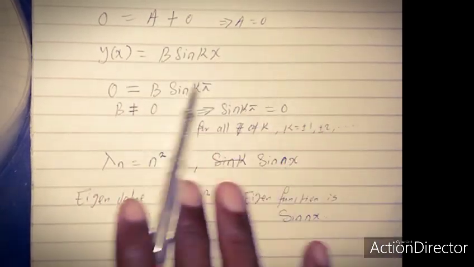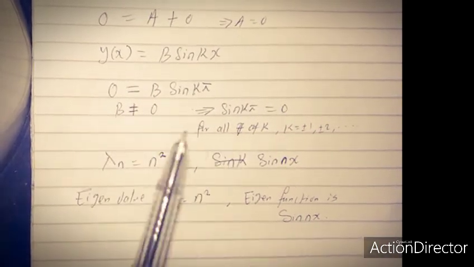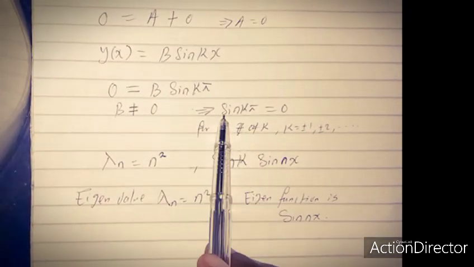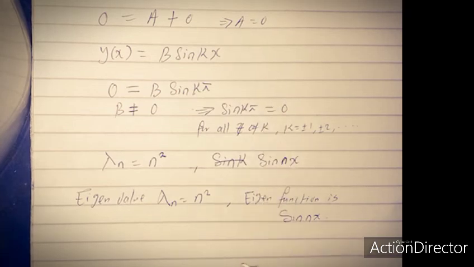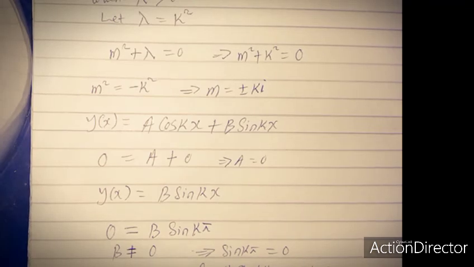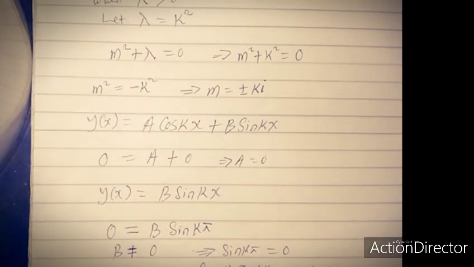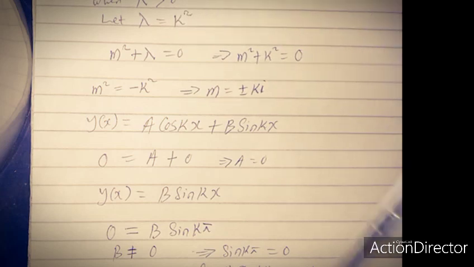We can all see that here we have a non-trivial solution, because the two constants are not both equal to 0, since my b is not equal to 0. So the function that gives me the 0 will be my eigenfunction, and the value of lambda that gave the non-trivial solution, that is lambda equals k squared, will be my eigenvalue. We are just writing it in terms of n, because this is a dummy variable.